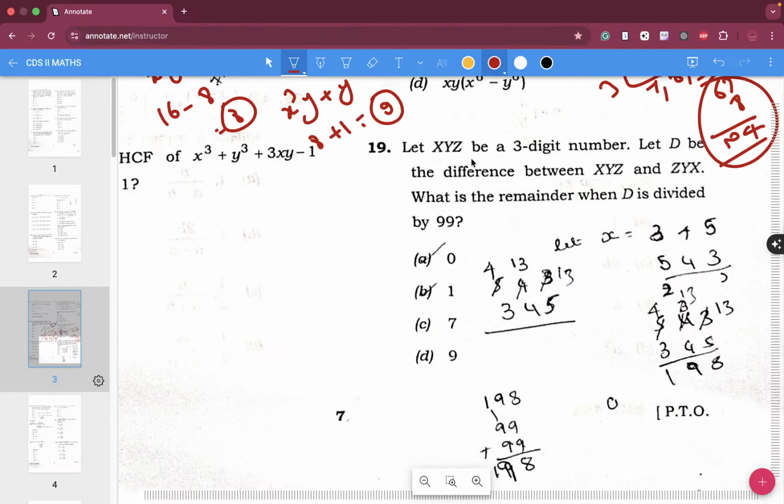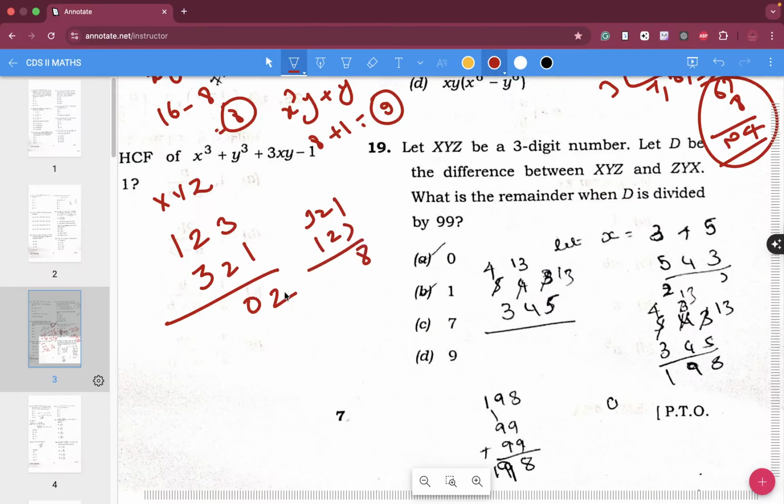X, Y, Z is a 3-digit number. Let's say I take the 3-digit number as 1, 2, 3 for X, Y, Z over here. Let D be the difference between XYZ and ZYX. So this is 3, 2, 1 minus 1, 2, 3, which is 198. And when this particular value is divided by 99, the remainder is going to be how much? 0 over here in this particular case, folks.